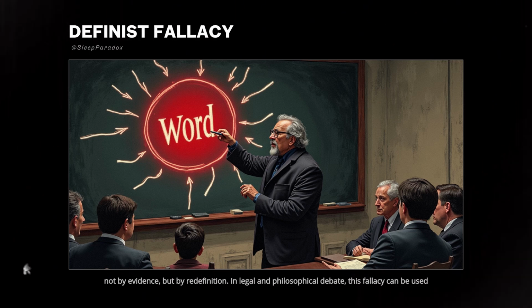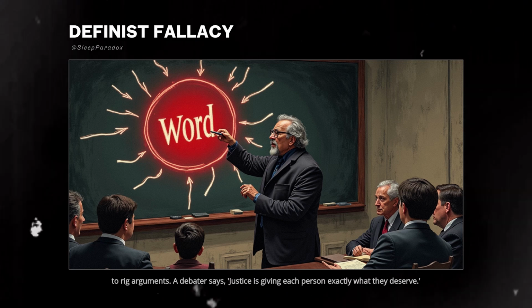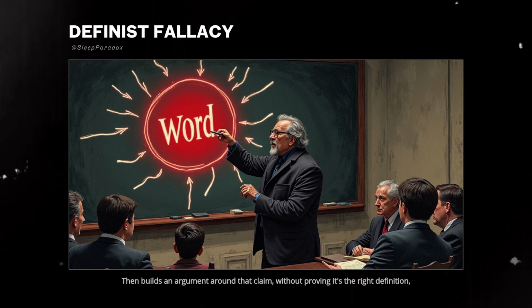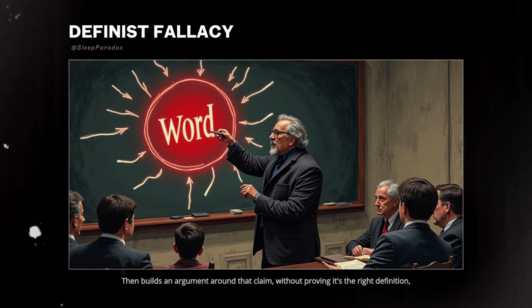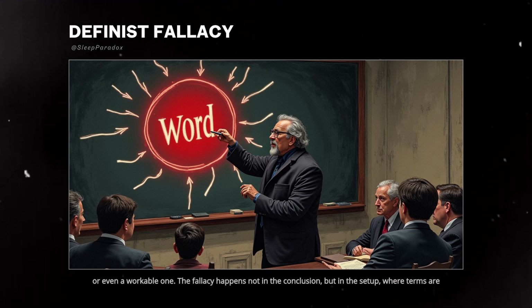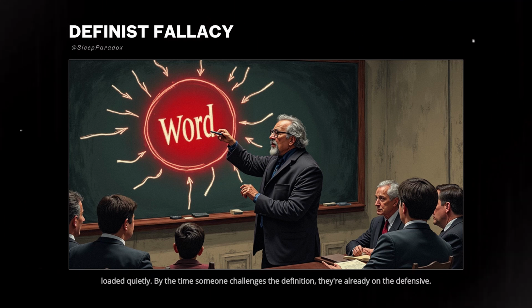In legal and philosophical debate, this fallacy can be used to rig arguments. A debater says, justice is giving each person exactly what they deserve, then builds an argument around that claim, without proving it's the right definition, or even a workable one. The fallacy happens not in the conclusion, but in the setup, where terms are loaded quietly. By the time someone challenges the definition, they're already on the defensive.